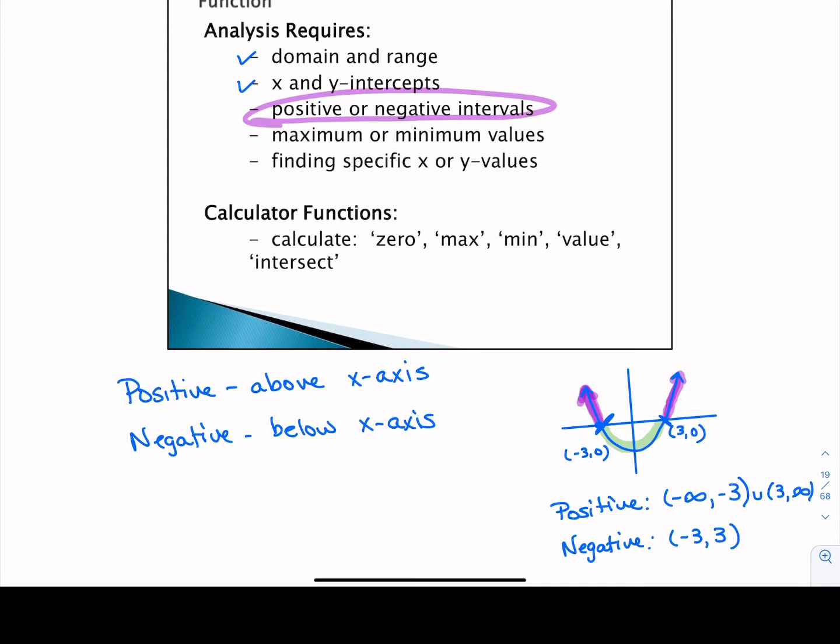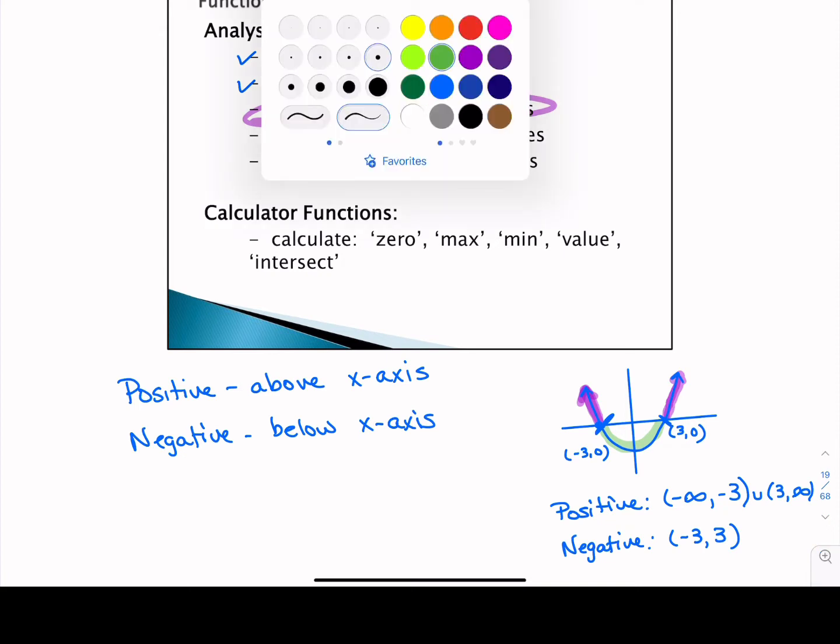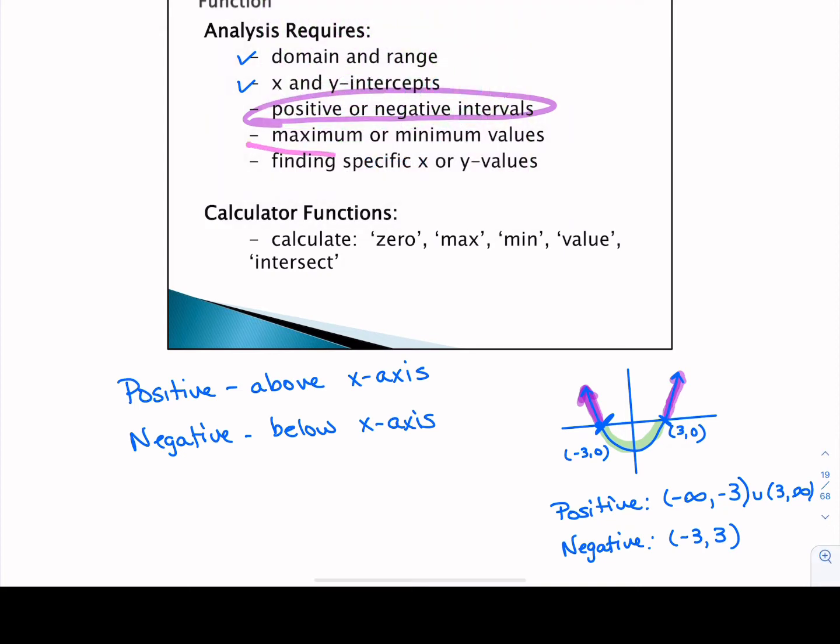Aside from that, we're going to be looking at maximum or minimum values. When we talk about a maximum or a minimum value here, we're talking about the highs and lows. Maximum values are the high points on the graph and minimum values are the low points on the graph. So if we were to graph this parabola, for example, the vertex would be the low point or the minimum. And we'll get into some more examples when we start graphing with your calculator.